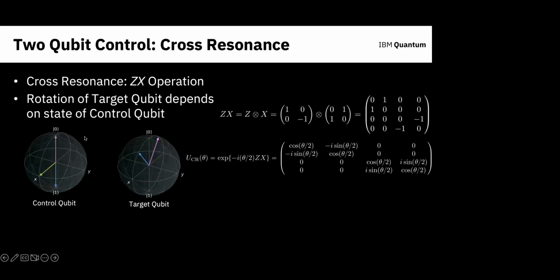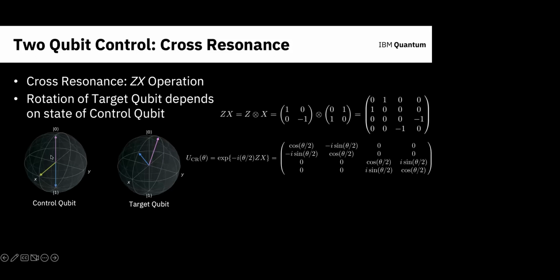And so if we look at the Bloch sphere to see what happens to each basis state, let's start with my purple states. I prepare my control qubit in the 0 state and my target qubit in the 0 state in the purple, and apply the cross resonance, I'm going to rotate to the right, for example.